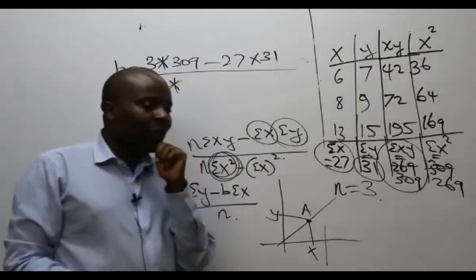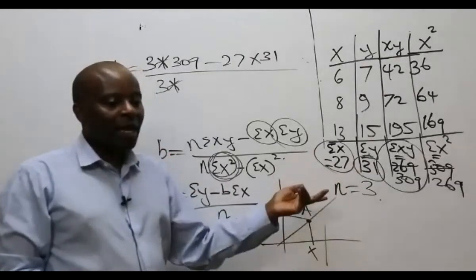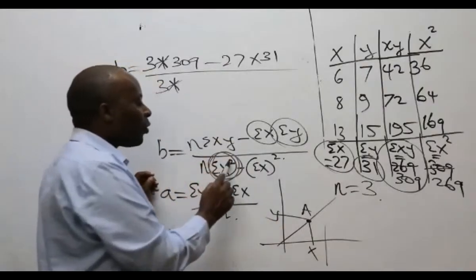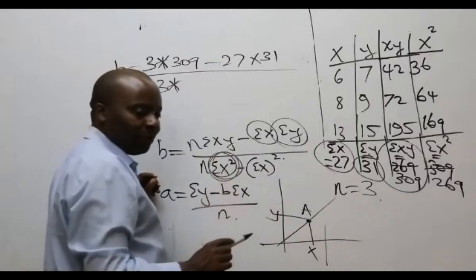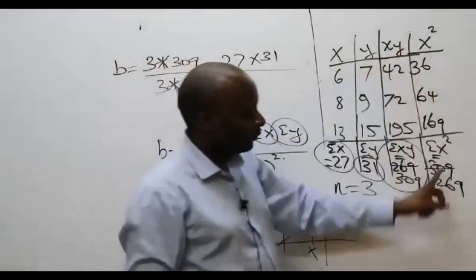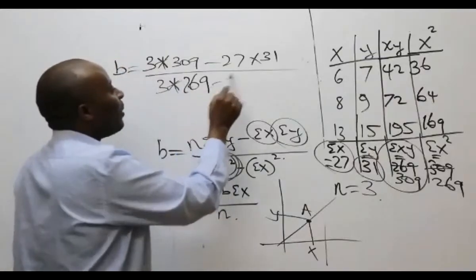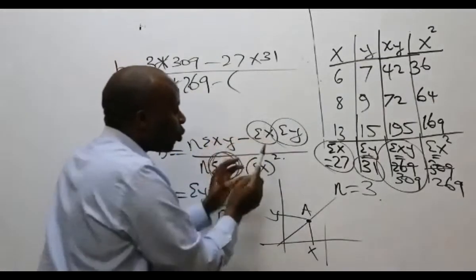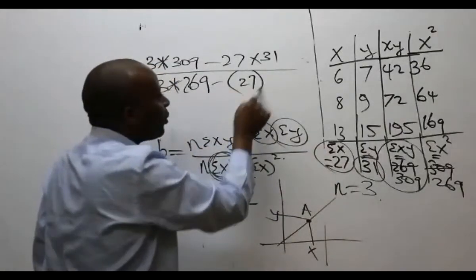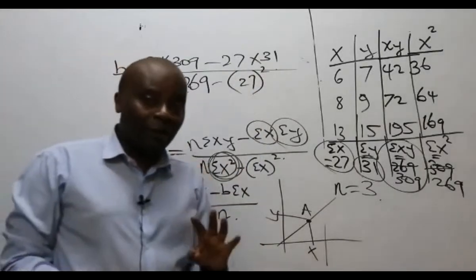Another student told me, teacher, summation x squared is equal to 27 squared. That is wrong. For summation x squared, first of all, they want you to square x alone. Summation of x squared is here, so it is 269 minus, into bracket. Now you can see they want us to encapsulate summation of x in brackets. The summation of x is 27, and then outside the bracket, we square.